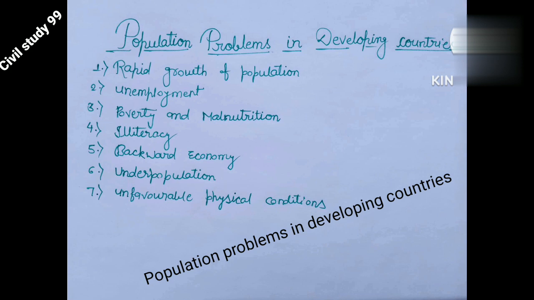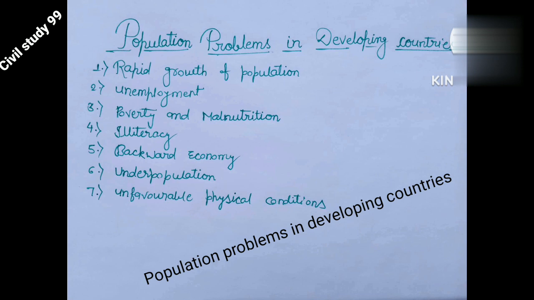The second bigger population problem in developing countries is unemployment. The economies of most of the developing countries are largely based on agriculture. The secondary sector and tertiary sector are relatively less developed. There are limited opportunities for employment.